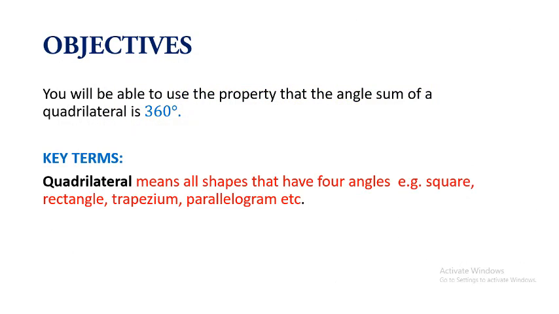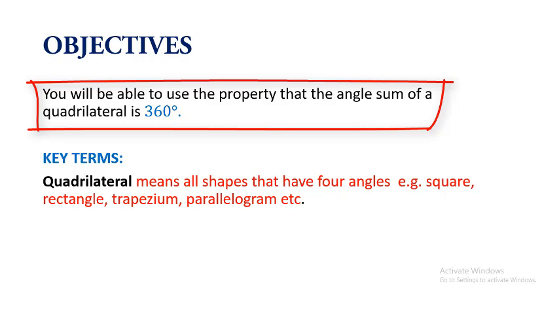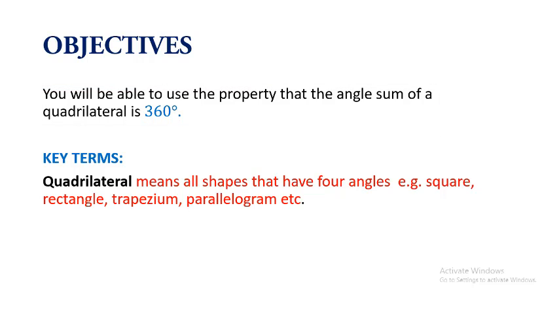Now, here we have our objectives. These are things that we are going to achieve in this lesson. So, by the end of this lesson, you'll be able to use the property that the angle sum of a quadrilateral is 360 degrees. So down here we have a key term. We need to know the meaning of this key term as we are going to find it in this lesson. So we have quadrilateral. The question is, what is a quadrilateral?